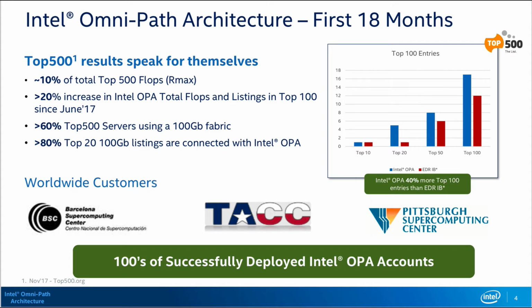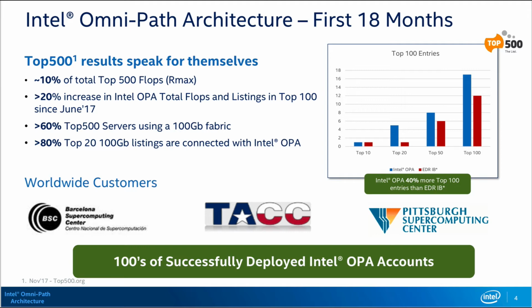We started to ship OmniPath in volume at the beginning of 2016, essentially in the March timeframe. And in that first 18 months, we've had great acceptance by the industry. If you take a look at the top 500 list as being a good proxy for success in the marketplace, right now, OmniPath represents 10% of the overall performance of the top 500 list. Again, in just the first 18 months, we've been able to achieve that.